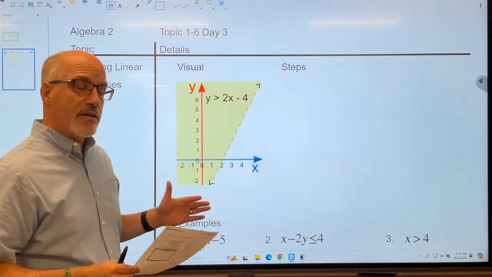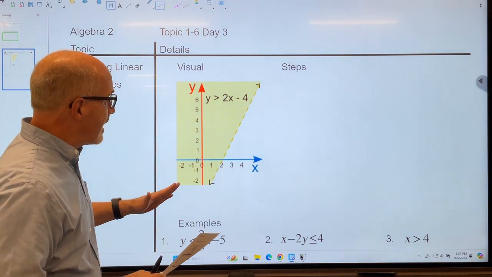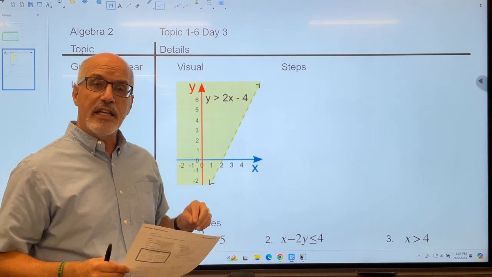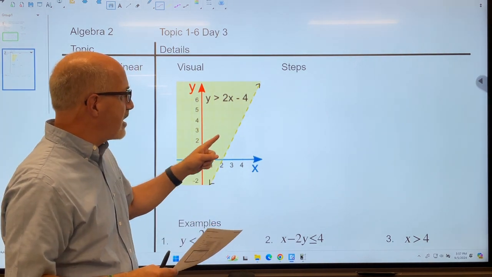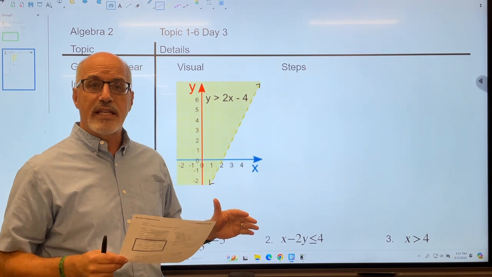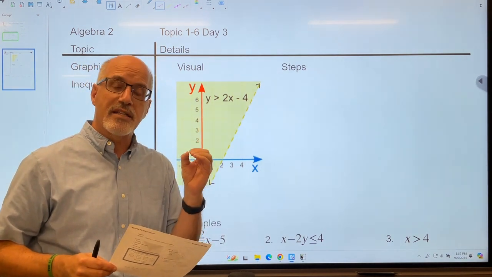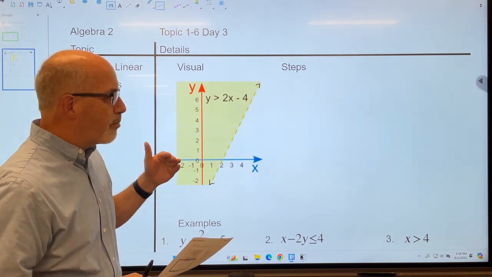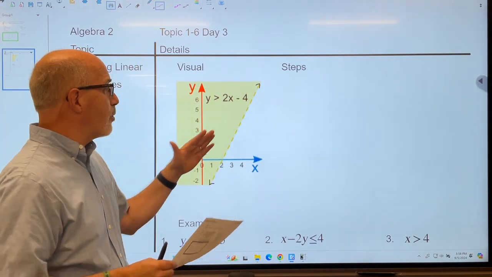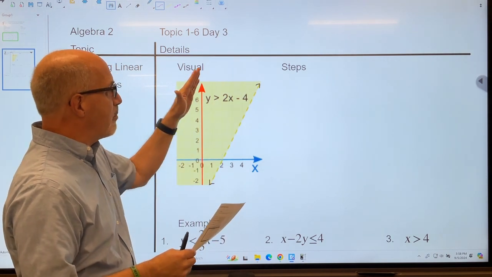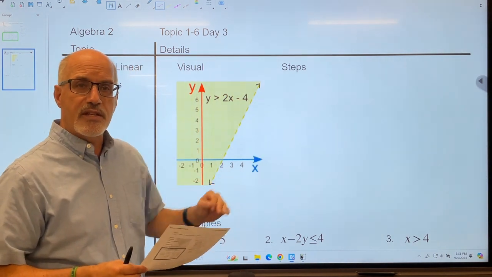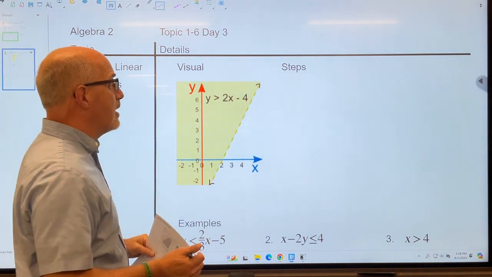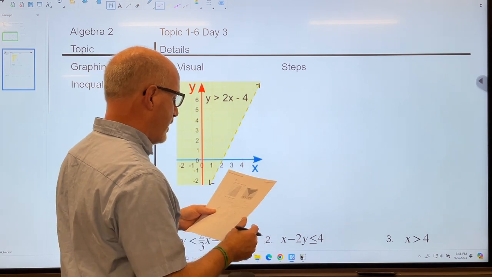If you look at some of the details, notice that it has a dotted line because of the greater than inequality. That means we're not going to include the line in the answer, just like an open dot means we don't include it when we graph on the number line. Also, on a number line, we shaded on one side or the other. Well, on these graphs, we're going to shade above or below the line. We just have to decide which one. So let's walk through some steps for how we're going to graph these linear inequalities.